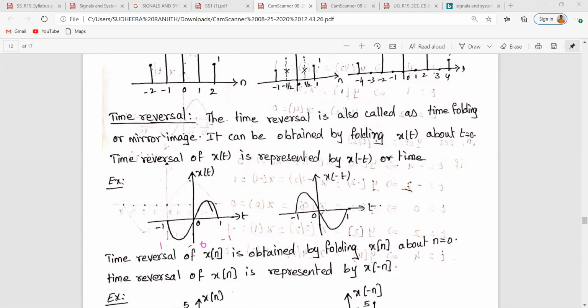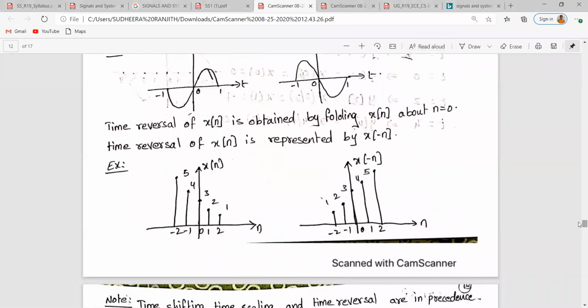So time scaling cheyali ante divide the entire time axis with the scaling factor. Time reversal cheyali ante, easy ga cheyali ante, multiply the time axis with minus 1. Then we are going to get the time reversal. Similarly, for any discrete time signal x of n, its time reversal, x of minus n, represents its time reversed version, which is obtained by folding x of n about its vertical axis.